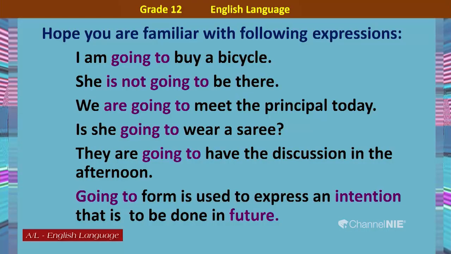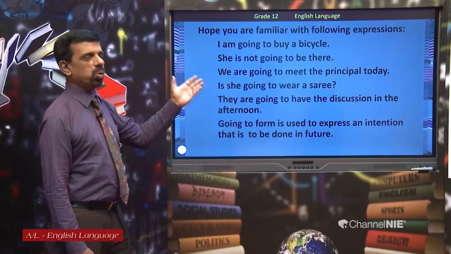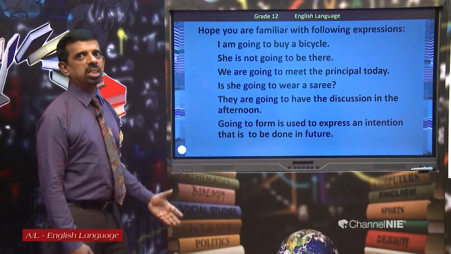I am going to buy a bicycle. She is not going to be there. We are going to meet the principal today. Is she going to wear a sari? They are going to have the discussion in the afternoon. As you look at it, you may think this is simple present continuous tense because there is ing form, going, going, going. But it is not that.